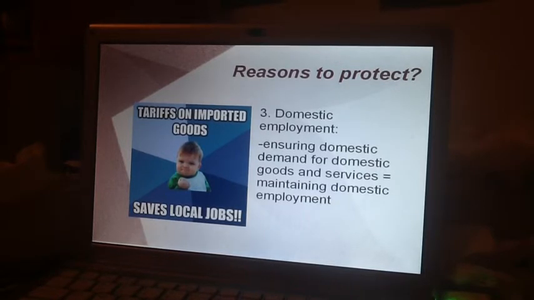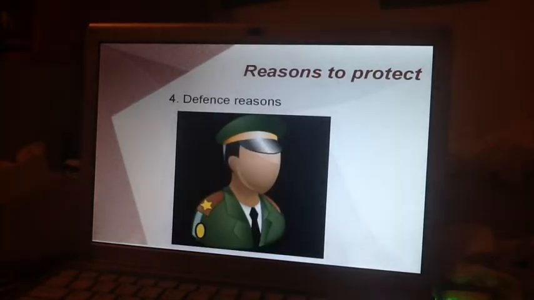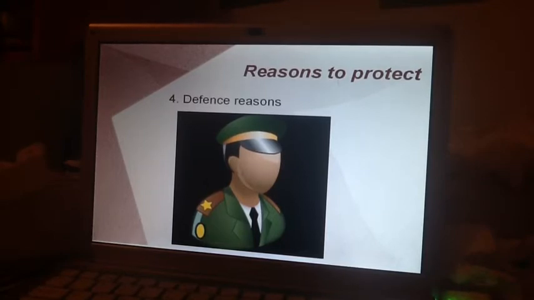But how about other arguments that actually don't have to do with anything economic? Well, there's the defense reason. And so there's this reason that we need to protect our domestic industries in areas that are pivotal to the security of the country. So things like weapon manufacturing, so that in the event of a war, we're actually self-sufficient, that we can produce our own defense because we have the domestic industries for it.